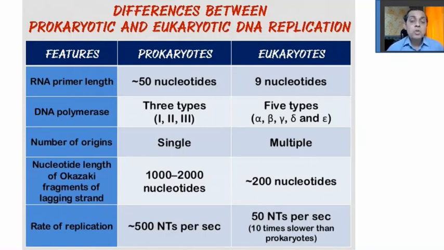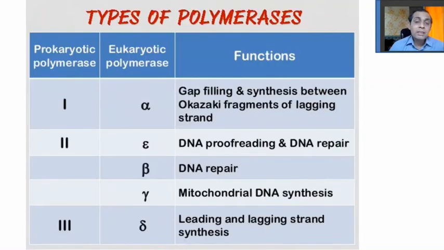The rate of replication is also high in the prokaryotes because their multiplication is also very high. So around 500 nucleotides per second in prokaryotes and 50 nucleotides per second in the eukaryotes. Remember, the prokaryotic DNA replication is called theta replication. The types of polymerases and their functions. So prokaryotic polymerases are 1, 2, and 3, with specified functions mentioned in the table on the screen.